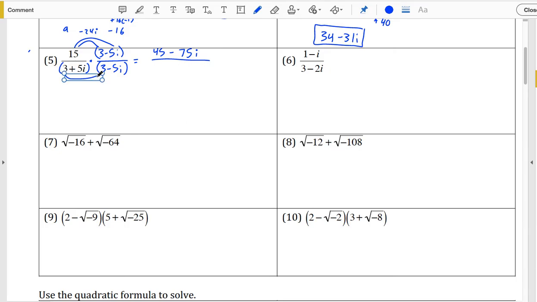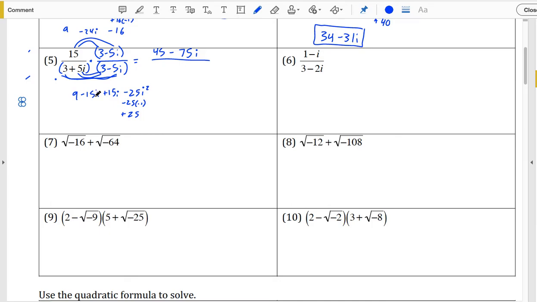So we have 3 times 3, that's 9. You've got also 3 times negative 5i, which is negative 15i. Then you've got 5 times 3, that's plus 15i. You might notice that these two have opposite signs, they'll cancel. Then I've got 5i times negative 5i, that's negative 25i squared, which turns into negative 25 times negative 1, which is positive 25.